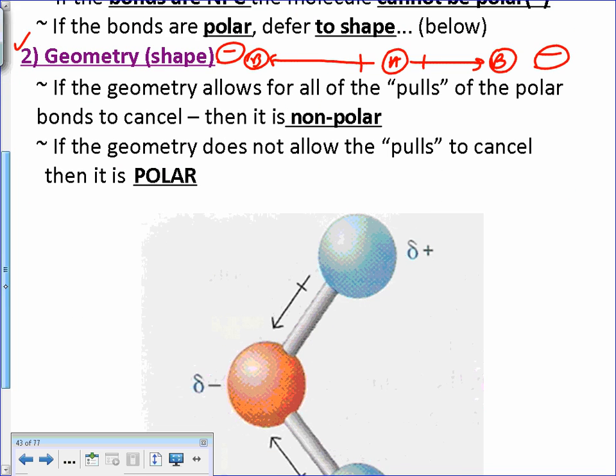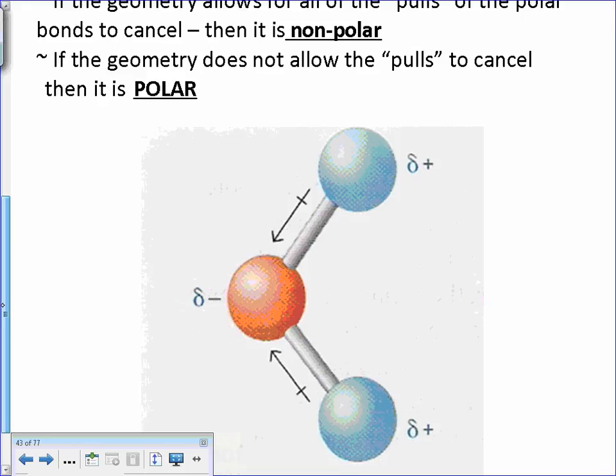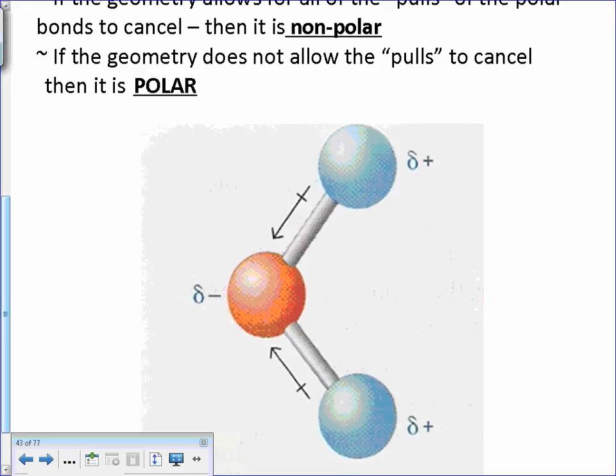water. Okay, water. So can I scroll down a little bit more? If there's no writing, I'll scroll up if I need to again. So the geometry for water is what? What's the geometry? What's the shape? Bent. Okay, so you can see it's bent here. Which of these are H's? The red one.